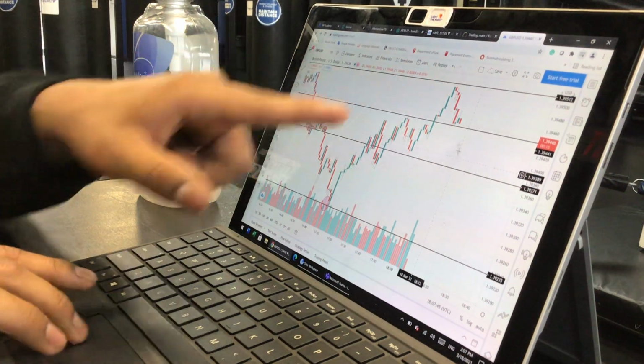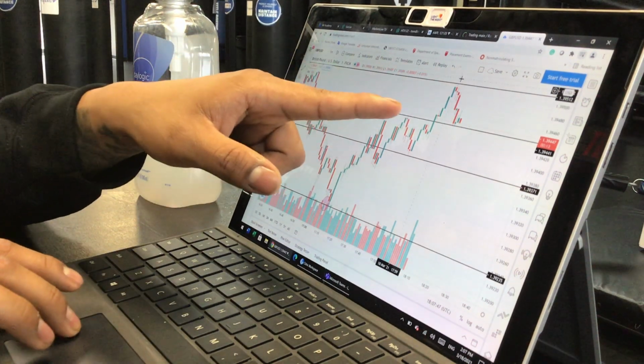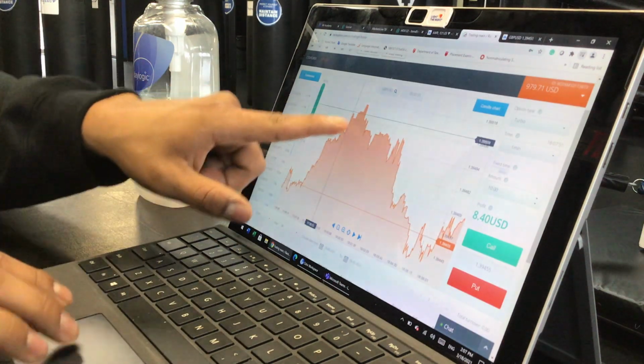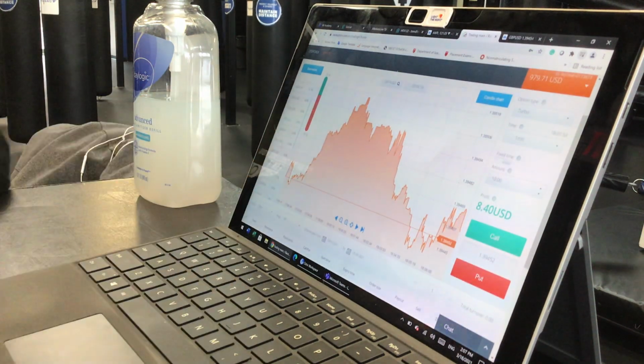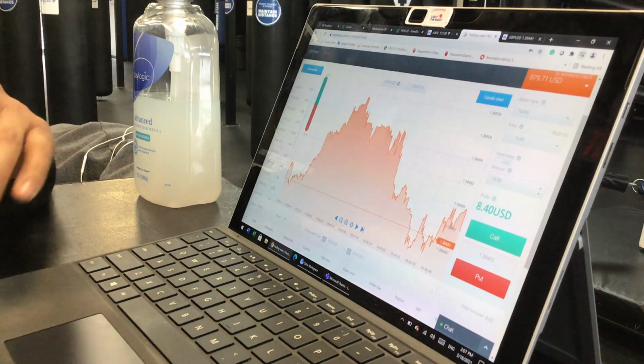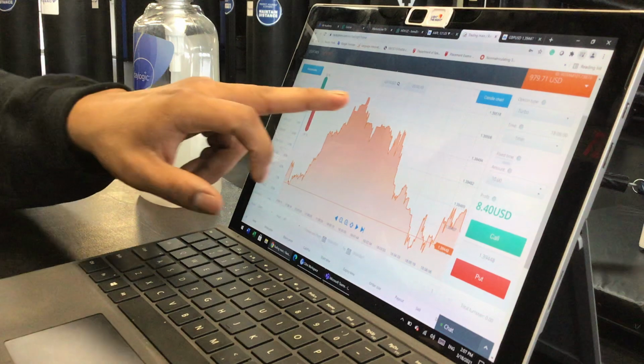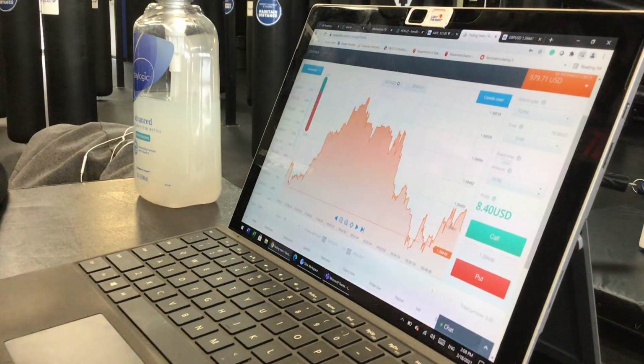So again, when you saw it up here, you go straight to here, and we were up there, and what you would have done is pressed the put button. It's a sell. You would have been up mad money, whether you put in 5, 10, 20, 50, a million.